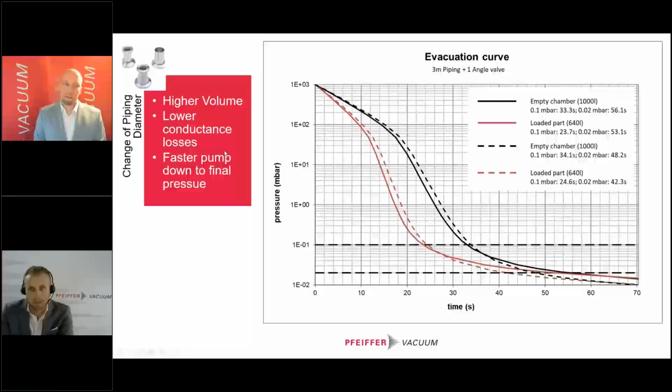This is due to the lower conductance losses you will face. In this pressure regime, where we're not having laminar flow in the pump down, the diameter of your piping comes more into the game. It reduces the capability to suck out the air or the gas from your chamber much more than the length, or it increases your performance for sure when you have a bigger diameter. So what you will achieve with this is a faster pump down to final pressure.